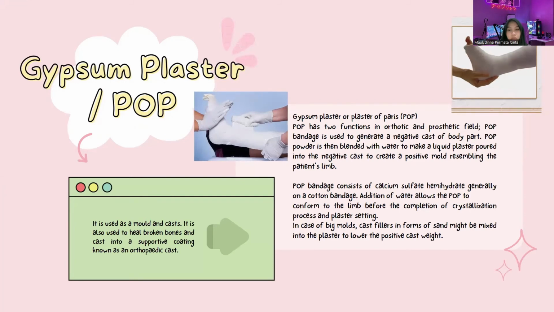POP bandage is used to generate a negative cast of body part. POP powder is then blended with water to make a liquid plaster poured into the negative cast to create a positive mold resembling the patient's limb.